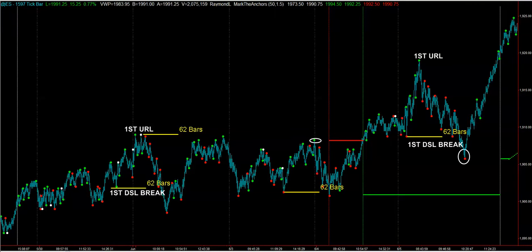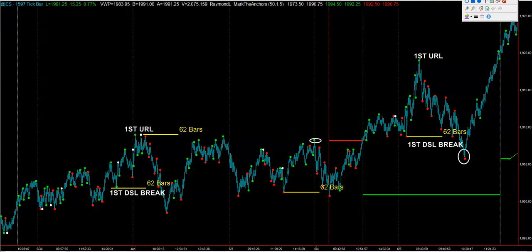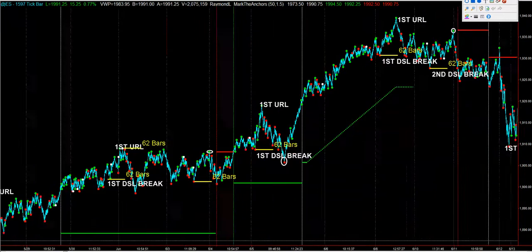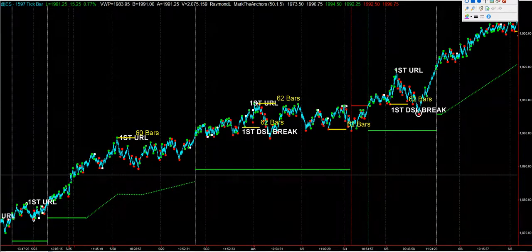Okay, so let's look at this break. The area that we are talking about is this area here. Okay, and I'm going to zoom out so we can see better. This is the area here.